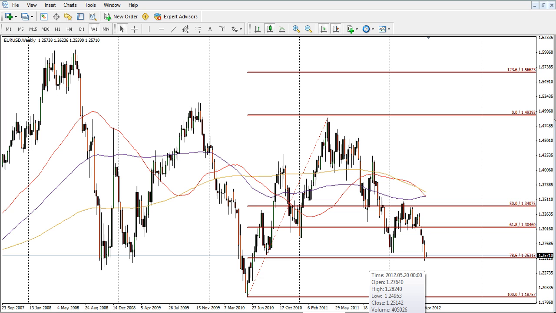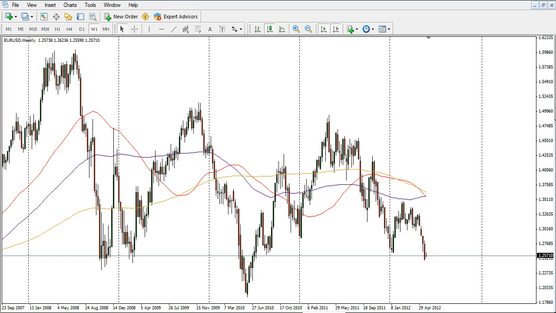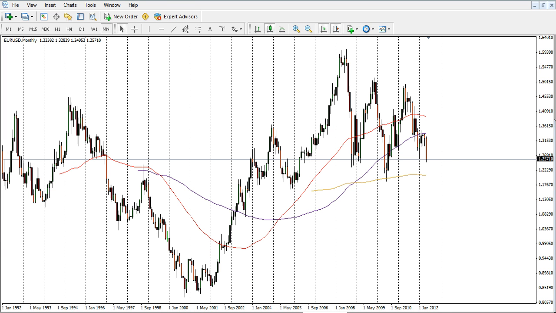The most important thing to look at now is that we've had a weekly candle close below the 78.6 Fibonacci retracement level. So euro dollar is looking very heavy now. It looks like it wants to come down and test those lows at that 1.18 level. I was having a little look at the monthly chart, and you can see it on the weekly.